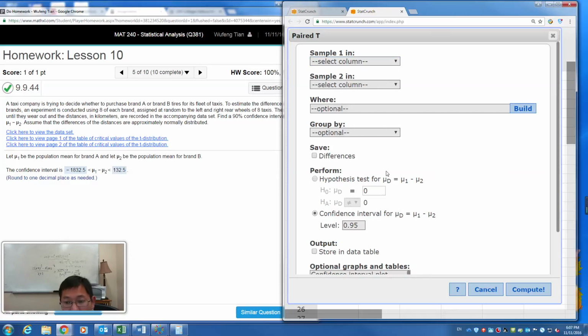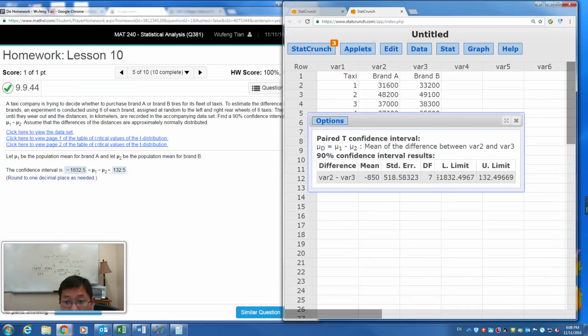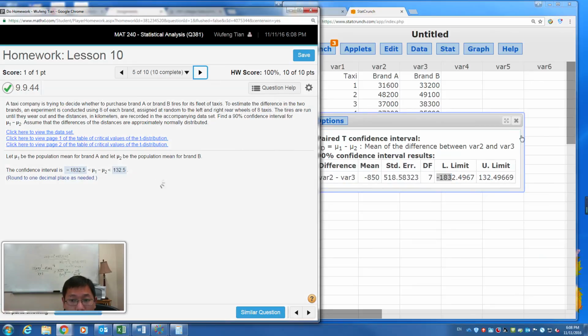So the observation of these two variance. So it's variance 2, variance 3. And if you want to see the difference, you can check it. If you don't, it's fine, and it's 90%. And compute it. You have the exact same number, 132 and negative 1,832.